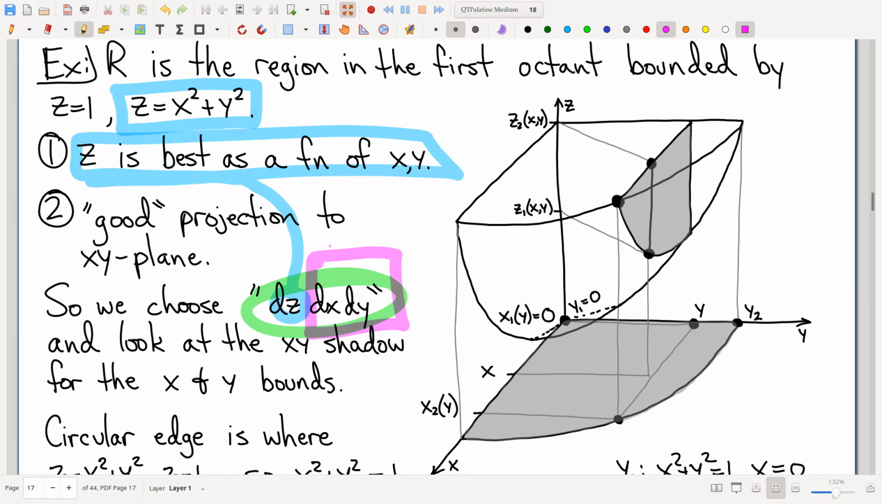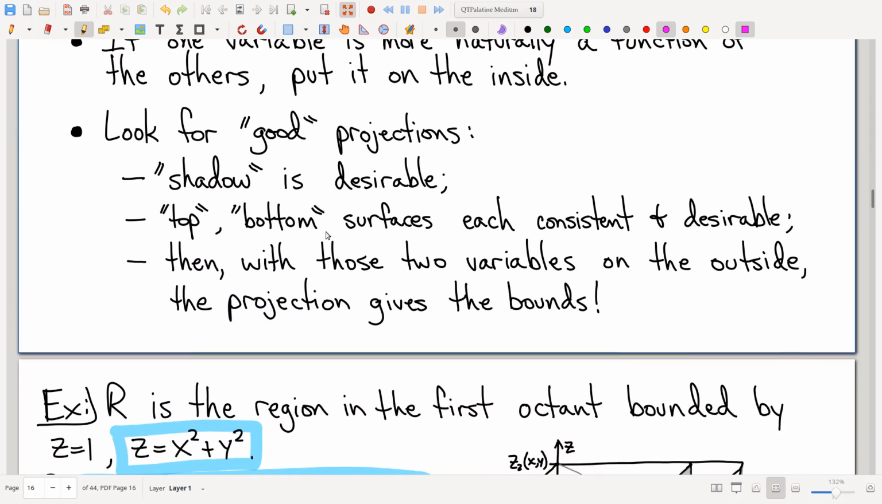Now remember, there's a lot to say about what is a good projection, right? What do we mean by a good projection? And the big idea is you want to think about what does the shadow look like, because effectively the shadow is a set that has all the same x and y coordinates, or all the same coordinates of whatever projection you're using, as the original solid. And so you can just slice up the shadow instead of slicing up the solid. So clearly you want that shadow to be a desirable shape in some reasonable sense.